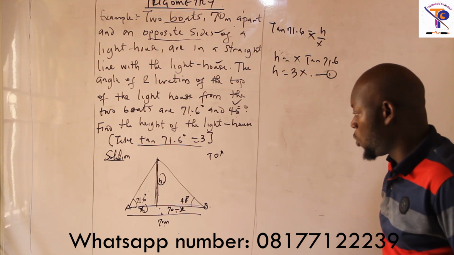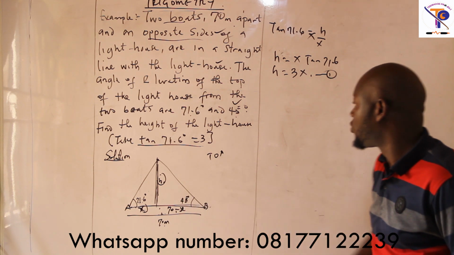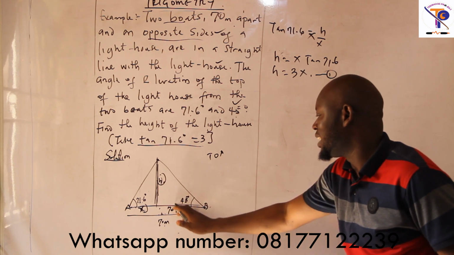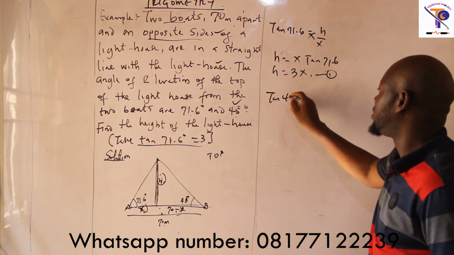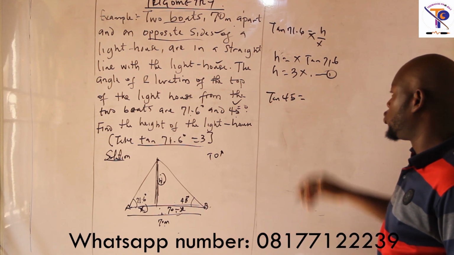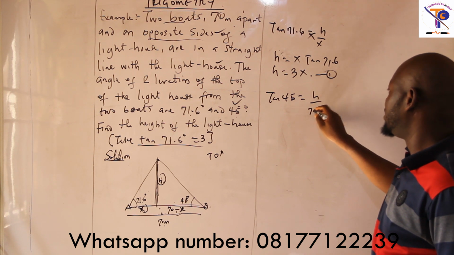Luckily. So we can go for the next one using 45. I have this one against this, that's another tangent, so I will have tan 45 is equal to H over 70 minus x.